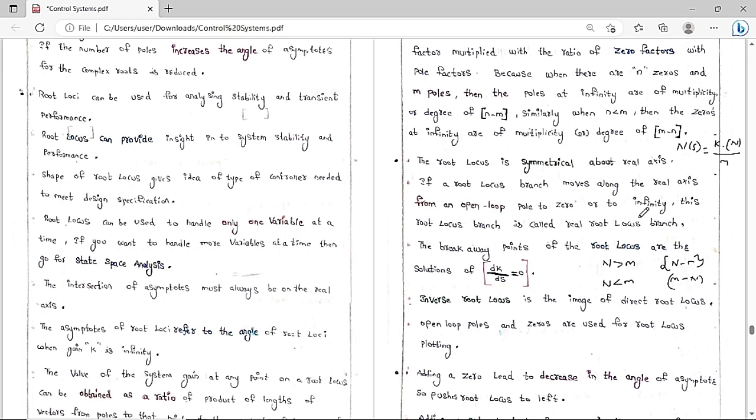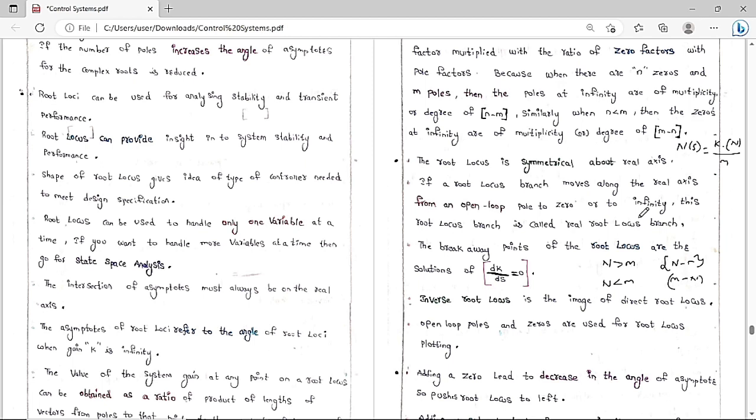But adding a pole leads to an increase in the angle of the asymptote, so it pushes the root locus to the right half of the S-plane. Simply, adding a pole to the overall transfer function increases the angle of the asymptotes. So the root locus is going to shift to the RHS of the S-plane. This you always have to keep in mind.